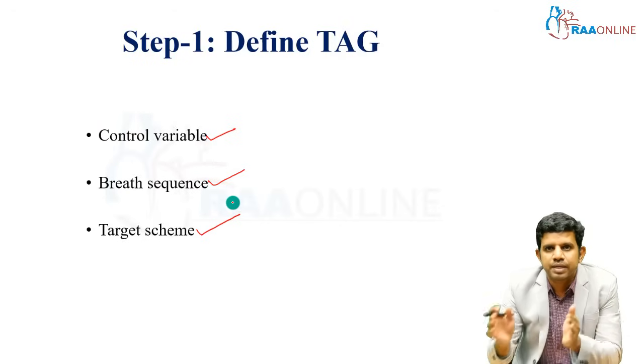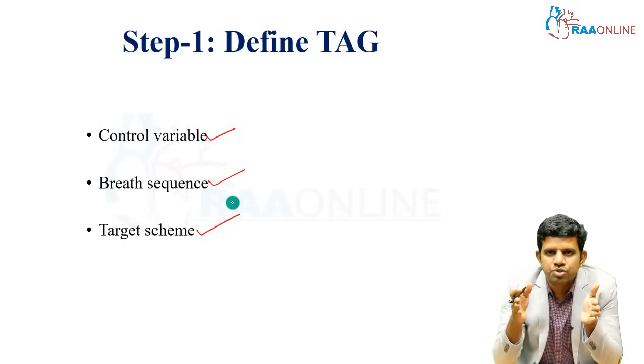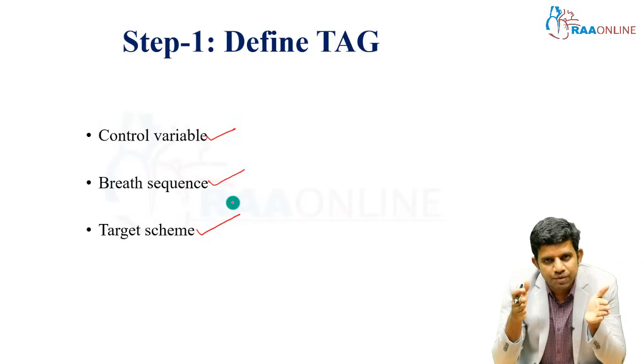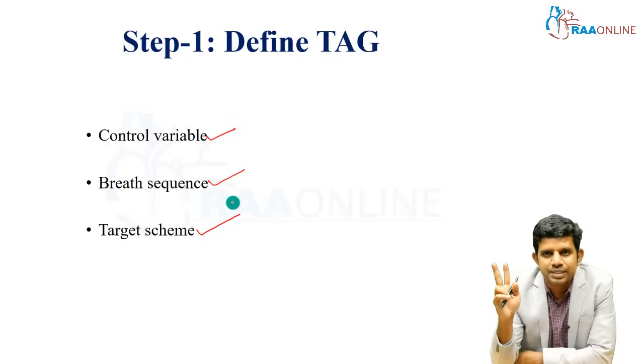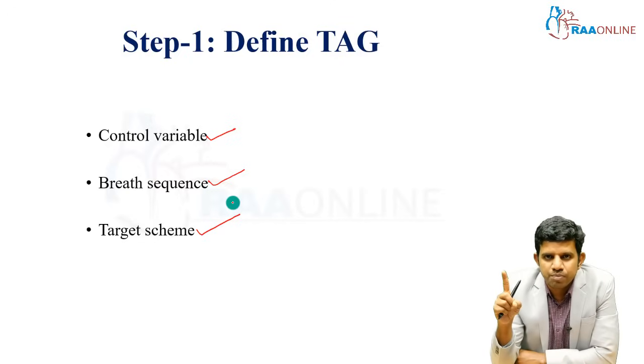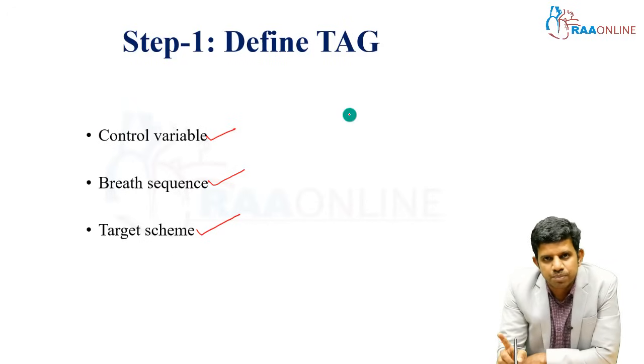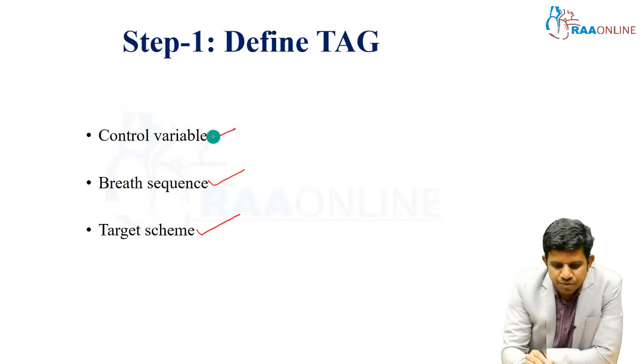Control variable means that any ventilator can control only one variable at a time. For example, pressure control means your control variable is pressure. If it is volume control, your control variable is volume or flow. If it is pressure support, your control variable is pressure. The ventilator cannot control 2 variables at the same time. This is the first one.